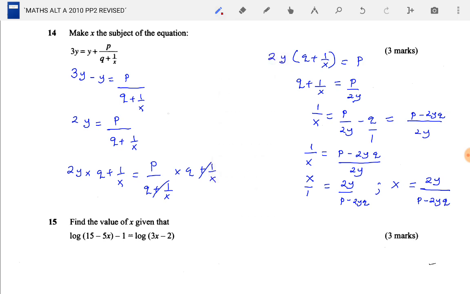And for this equation, we get M1 for the first simplification of bringing 2y on one side, M1 for solving so that we have q plus 1 over x on the other side, in an attempt to have 1 over x on its own, and A1 for working out actually until you get the value of x as the subject of the equation.